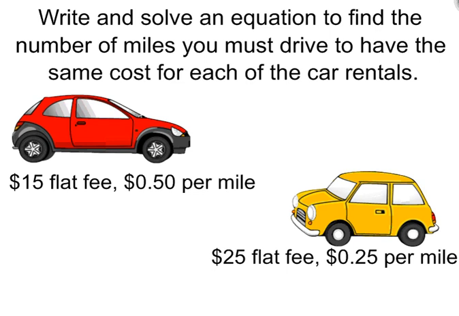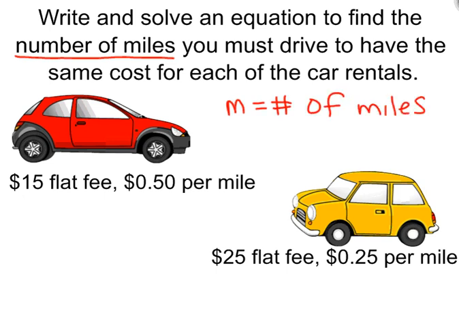So with any word problem, we will start by defining the variable. We're looking for either the question or when it says find something, that tells us what our variable is going to be. So I can write m equals number of miles. And then for each car, I'm going to write an expression based on what it's telling me. So a $15 flat fee means I pay $15, and then I'm going to add on 50 cents per mile, or multiplied by the number of miles.